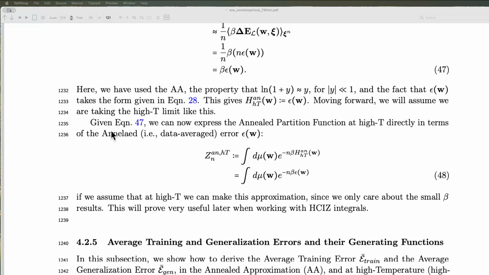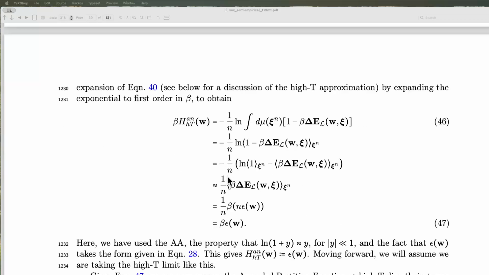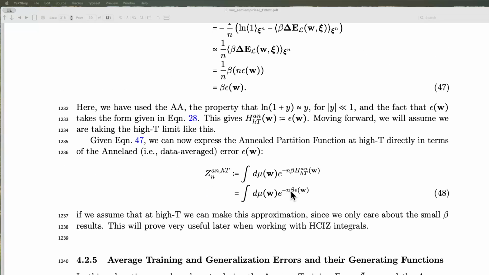And again here, given 47, we can now express the annealed partition function at high T directly in terms of the annealed, or data averaged, error. So again, Z_AN^HT is the integral over the weights times e to the minus beta n H, which then becomes, and notice that H is size intensive, because it's divided by n, and so we get minus n beta epsilon. And this is a key result that we're going to have.